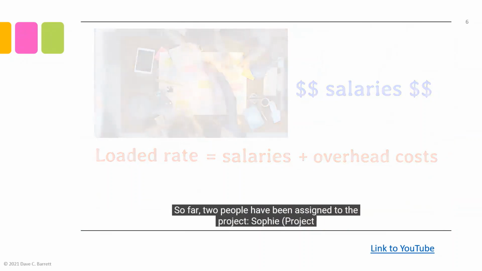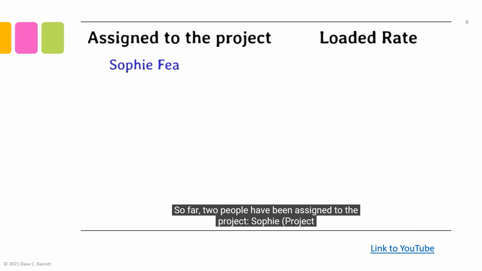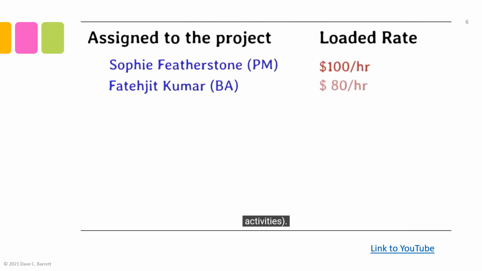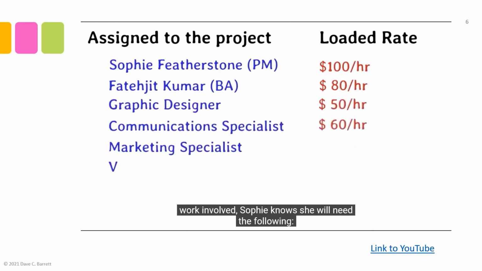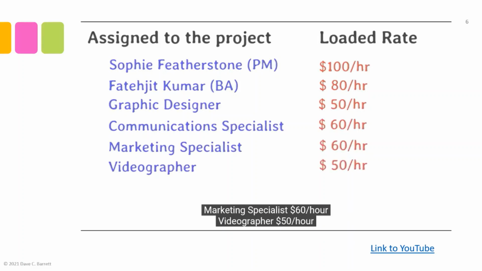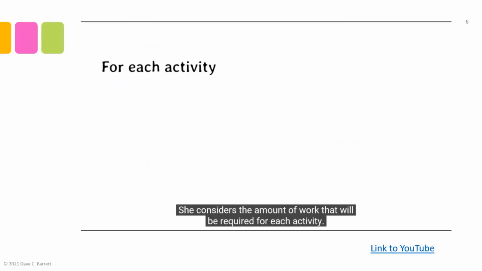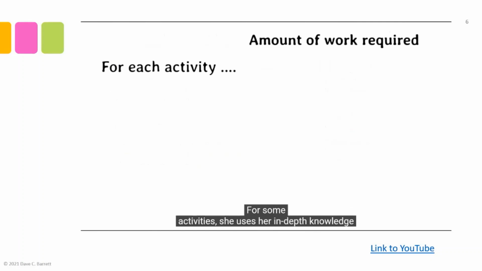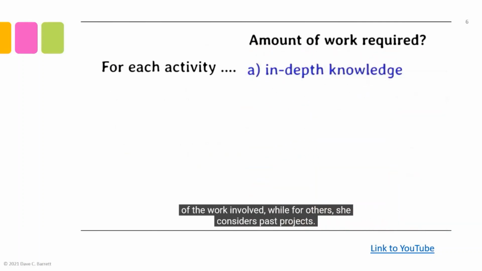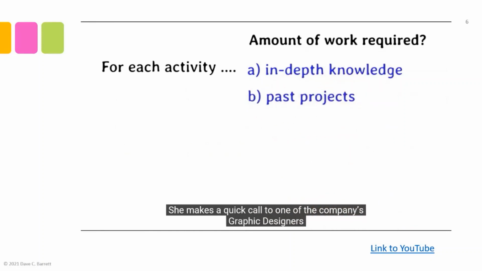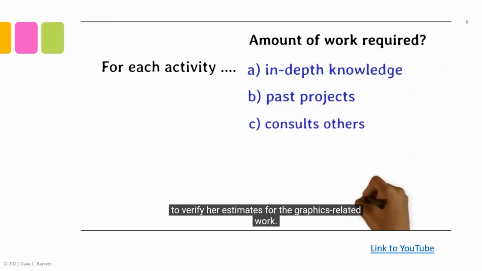So far, 2 people have been assigned to the project, Sophie and Fatijit Kumar. While other team members have not yet been assigned to the project, based on the work involved, Sophie knows she will need the following resources. She considers the amount of work that will be required for each activity. For some activities, she uses her in-depth knowledge of the work involved, while for others, she considers past projects. She makes a quick call to one of the company's graphic designers to verify her estimates for the graphics-related work.